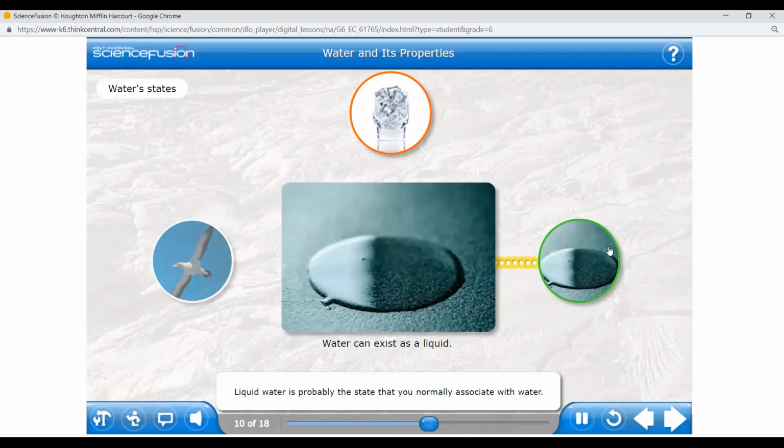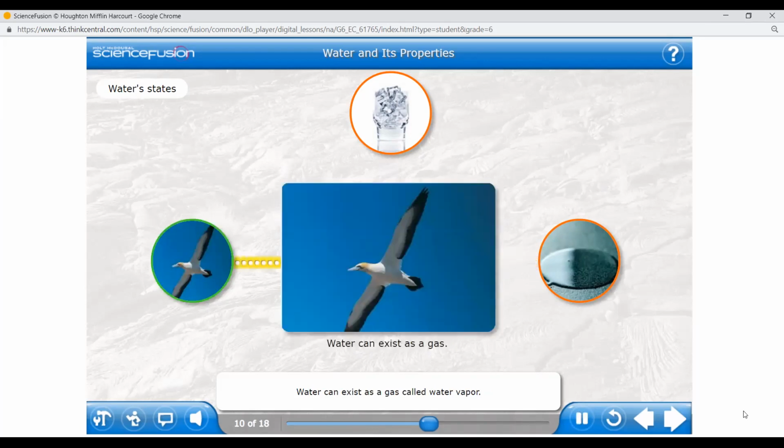Liquid water is probably the state that you normally associate with water. Liquid water can be described as wet and flowing. Normally, whenever you hear about water, the first thing that comes into your mind is liquid, because this is the normal state at room temperature. Water can exist as a gas called water vapor. Water turns to vapor at high temperatures. Water vapor cannot be seen with the naked eye.